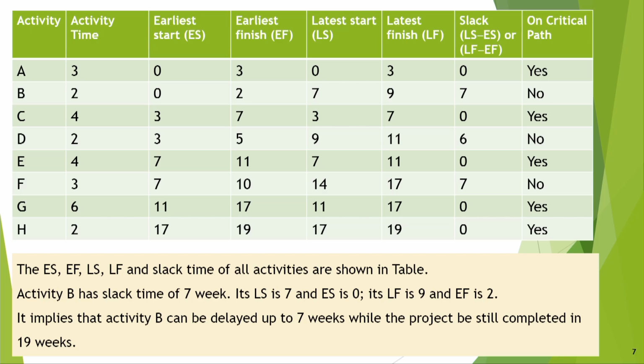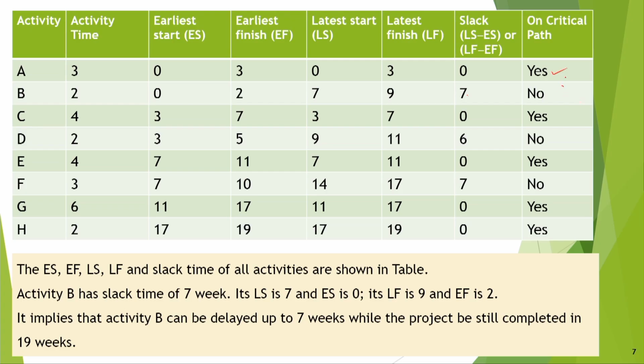For each activity you can put the activity A, activity time, earliest start, earliest finish, latest start, latest finish. Then slack is LS minus ES, or LF minus EF, both are the same. So this is 0, and since slack is 0, it is on the critical path. Activity B: earliest start is 2, latest start is 7. So here slack is 5, LS minus ES. So it is not on the critical path.